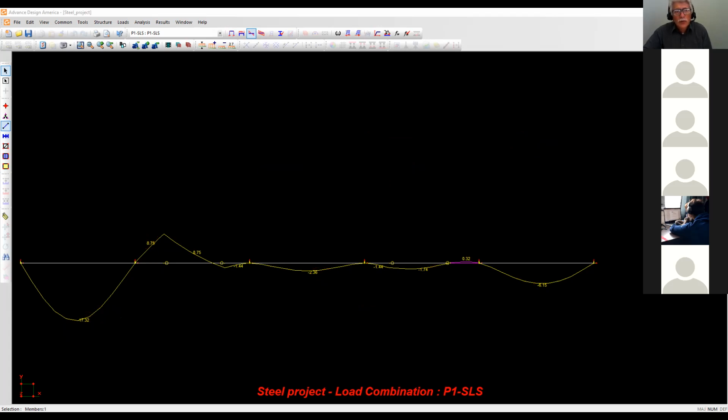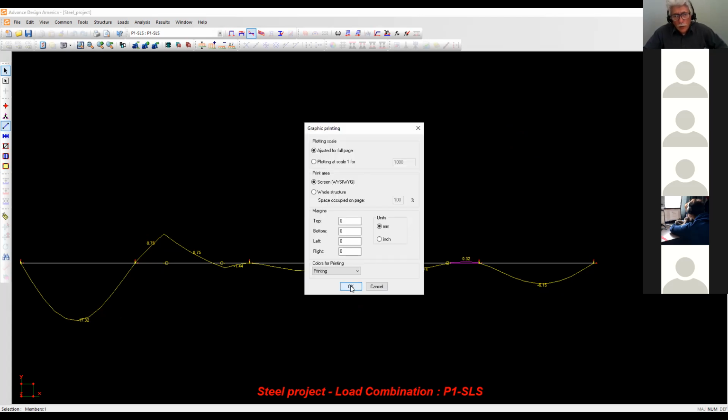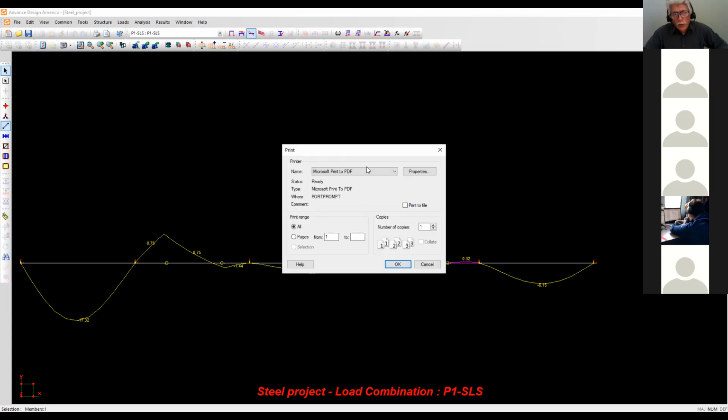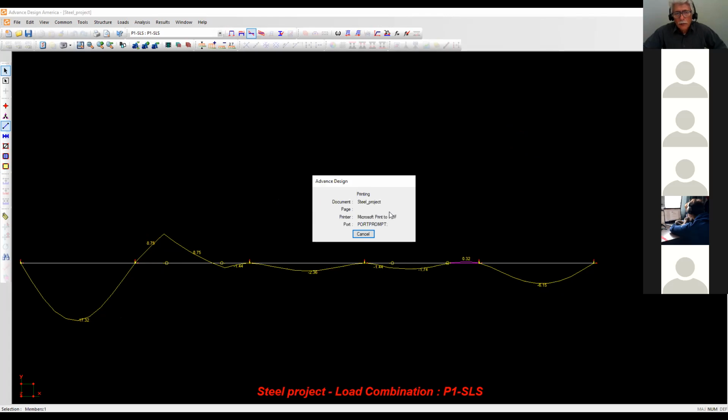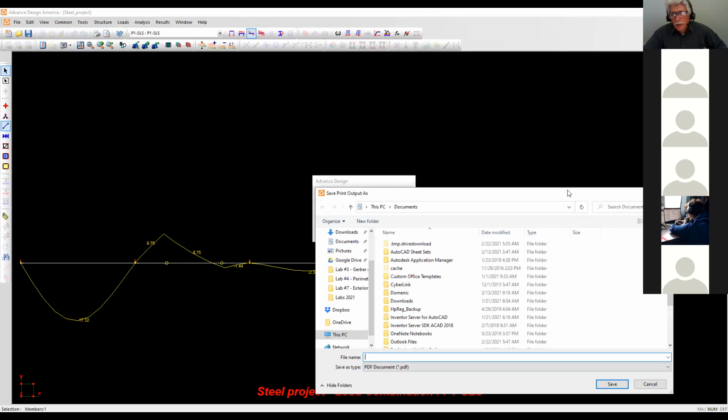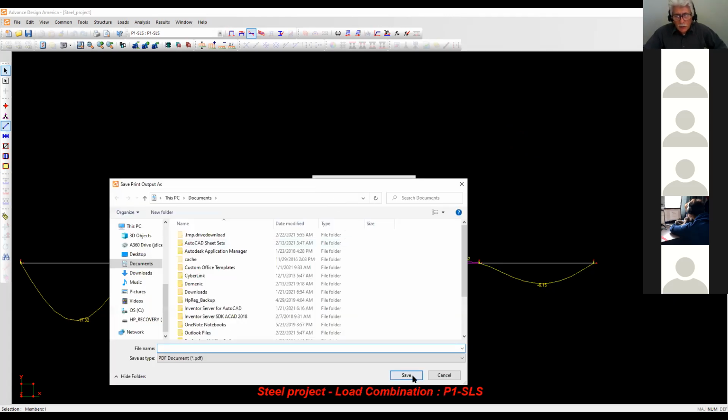Once you have this done, you right click, you say print. So you print to a PDF, and you file it away. And you've got your deflections for P1. That's okay for P1. Oops, sorry, I shouldn't have done that. Now I'm just going to save it here. I don't care. So you save it.